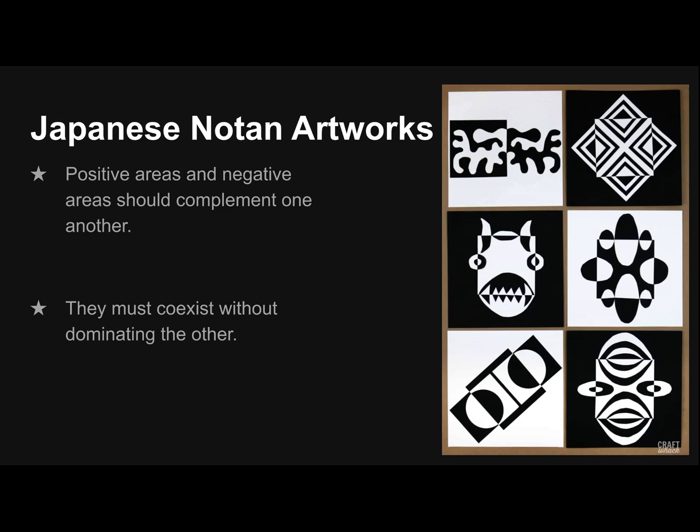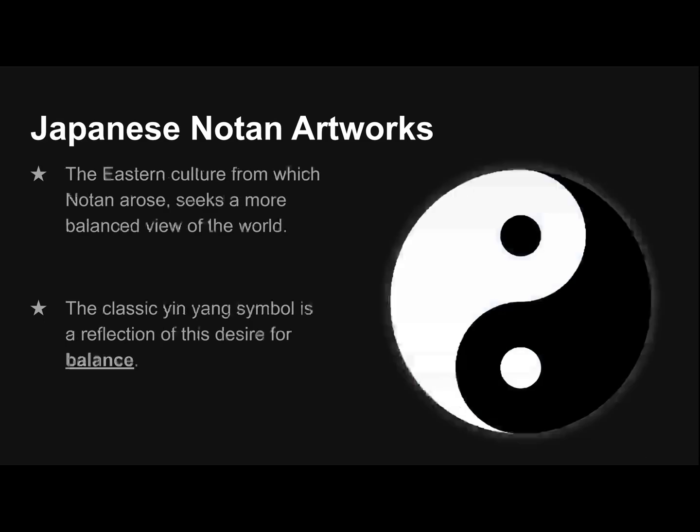Positive areas and negative areas in a notan should complement one another. They should make each other kind of stand out. They must coexist without dominating one another. So there's some more really good examples of notans on the right there.